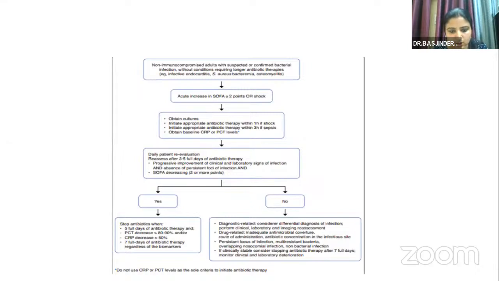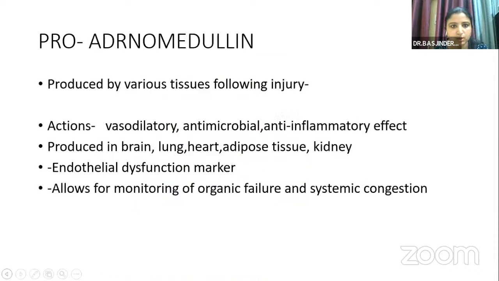So if in these conditions the patient is clinically stable, consider stopping antimicrobial therapy after 7 full days. So the crux of everything which we have learned till now is: do not use CRP or PCT as the sole criteria to initiate your antimicrobial therapies.